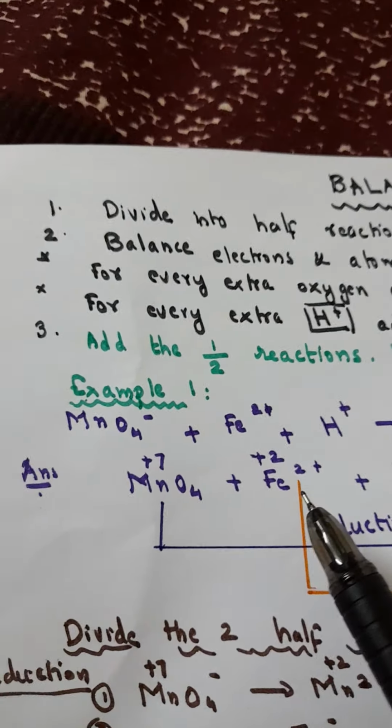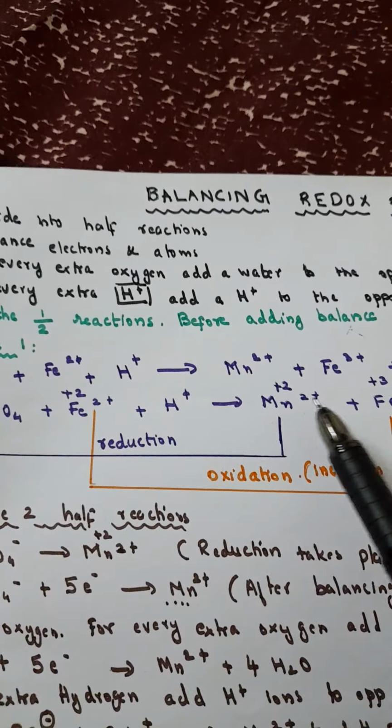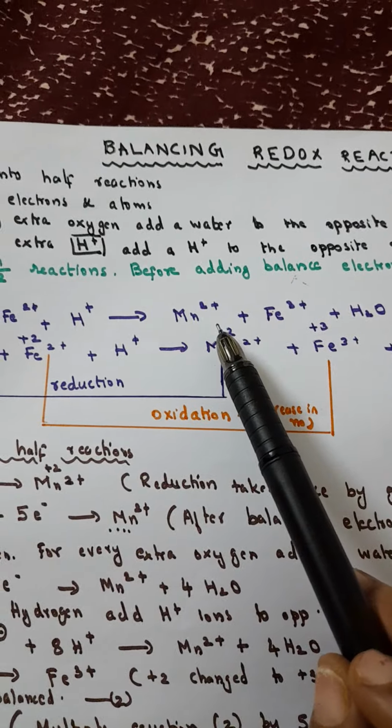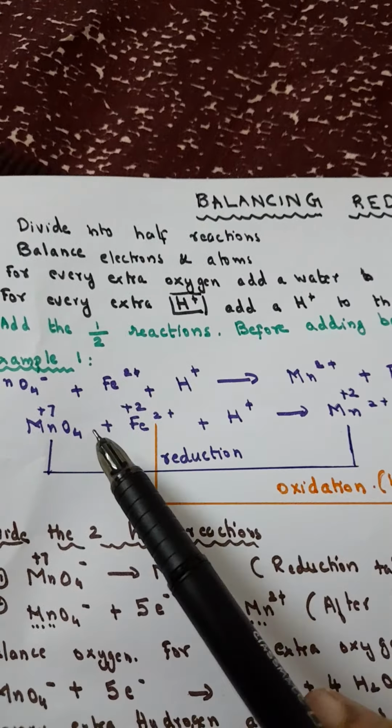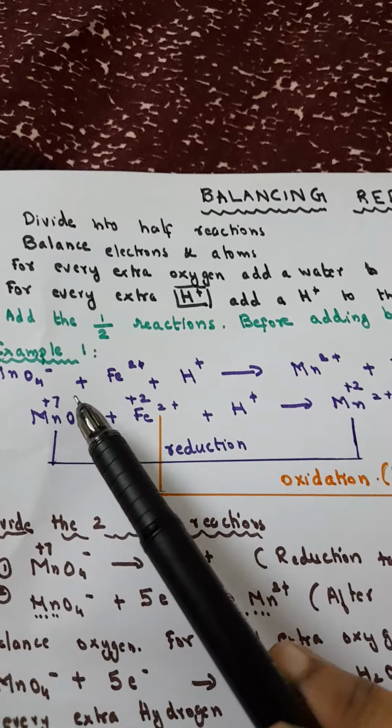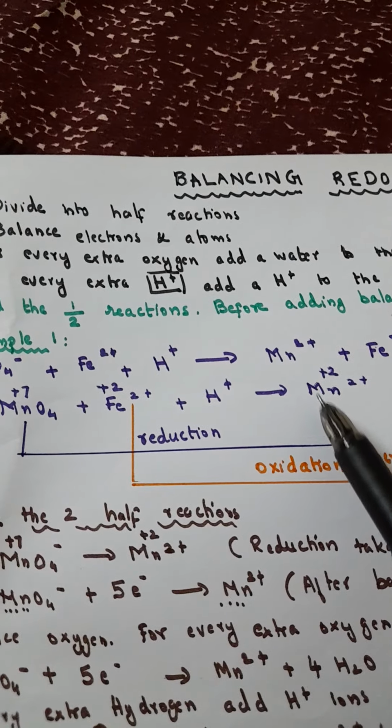Just remember, in MnO4 minus the oxidation state of manganese is +7, and in Mn2 plus, manganese has an oxidation state of +2. So you can see that it decreases from +7 to +2. Since it decreases, we call it reduction because it is getting reduced. This will be the reduction part.